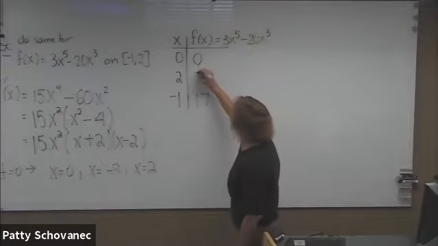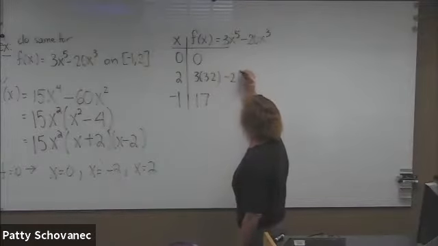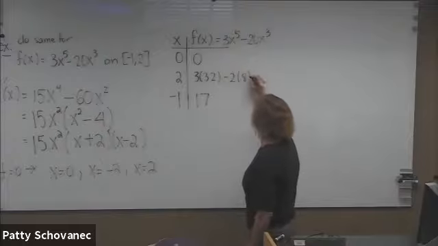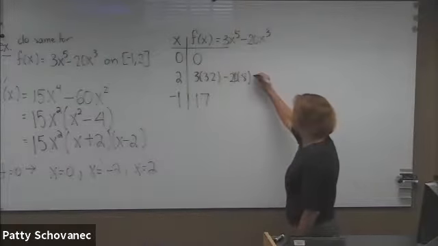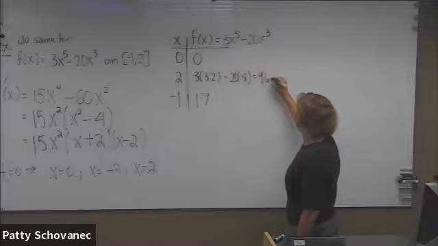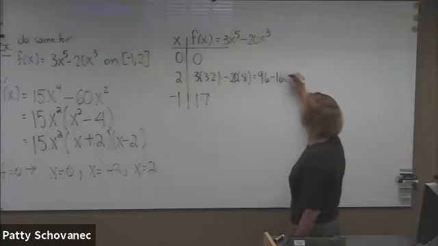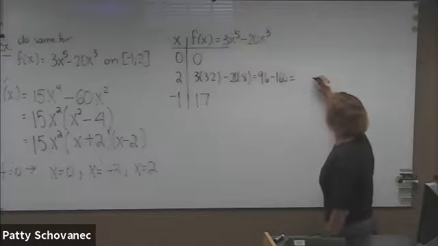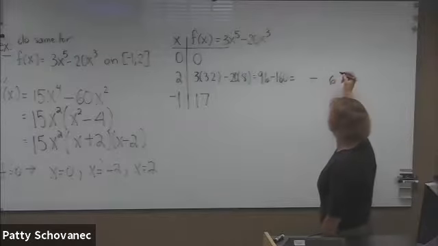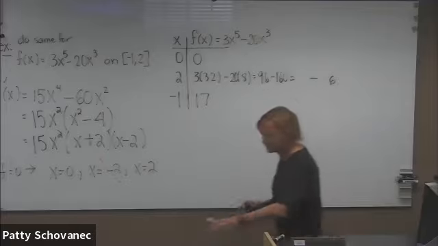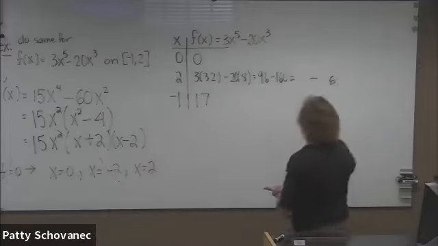And here we've got 3 times 32 minus 20 times 8. So I have 96 minus 160, which is a negative. 96 minus 160 is negative 64.